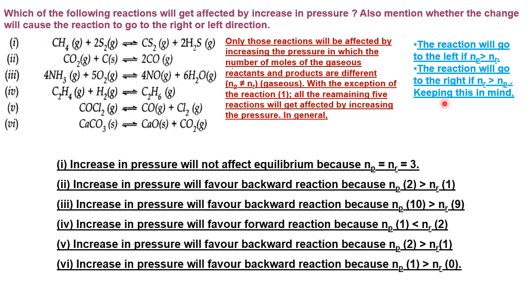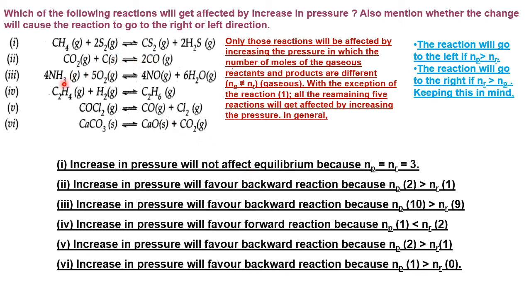So keeping this Le Chatelier's principle in mind, now we will answer. Reaction number 1: equal number of moles, because 2 plus 1 is 3 moles, 1 plus 2 is 3 moles. Moles are the same, pressure is the same, so no effect. Now this reaction is going from 1 mole to 2 moles, low pressure to high pressure. Going from low to high is the favorable condition. In this condition, if you increase the pressure, it will go from right to left, that is backward.